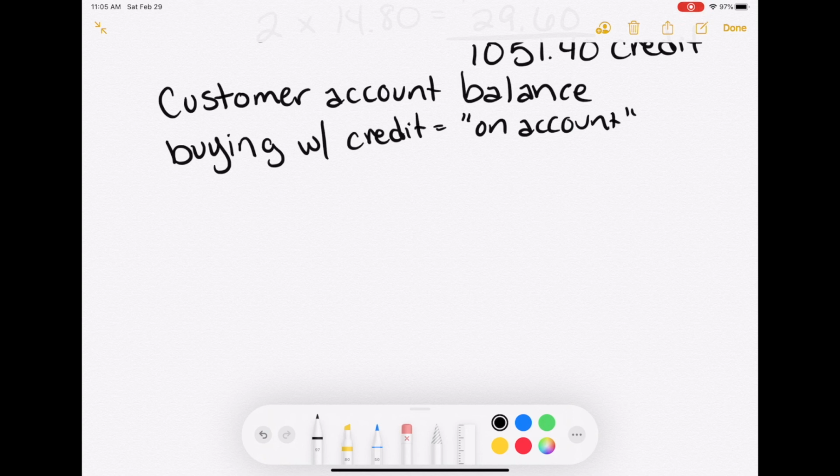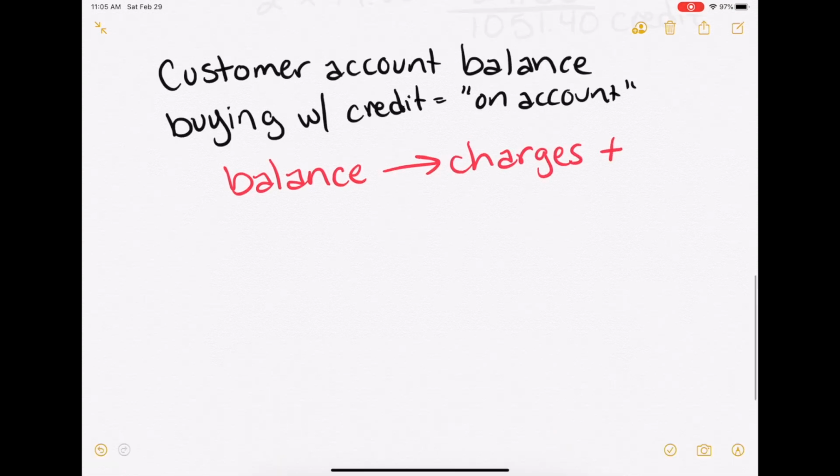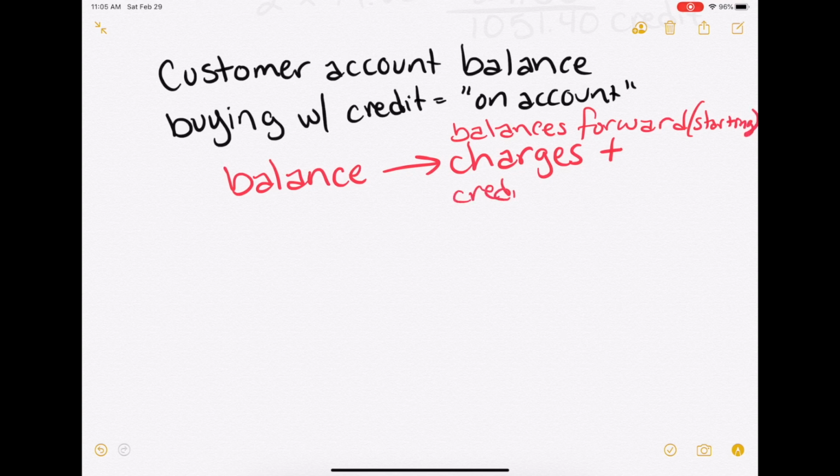So as you are looking at calculating a balance, this is not really an equation, but just a cheat sheet rather. So when you're looking at a balance, charges are added. Balance forward is the starting amount. And then credits are subtracted.